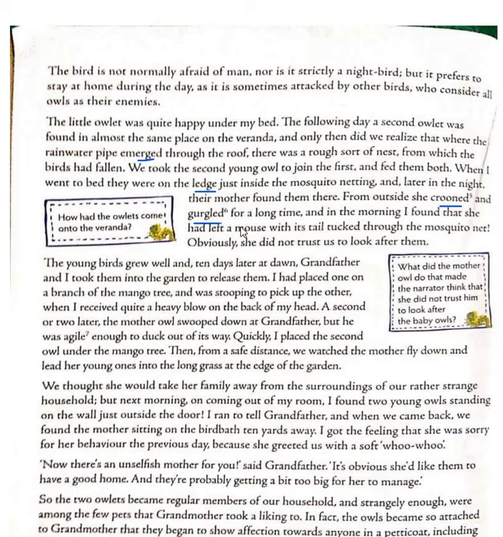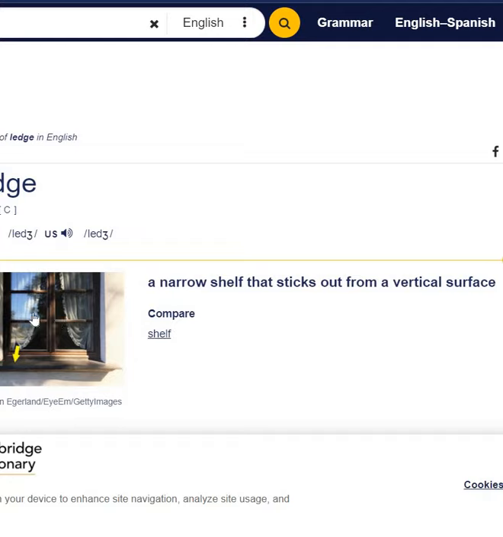And then for a long time, and in the morning I found that she had left a mouse with its tail tucked through the mosquito net. Now as I have shown you in the picture, suppose this is a mosquito netting, and from the other side the mother left one mouse, and its tail was coming through the mosquito netting towards the baby owlets.